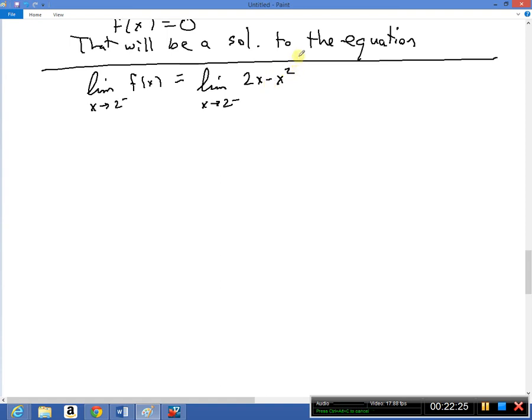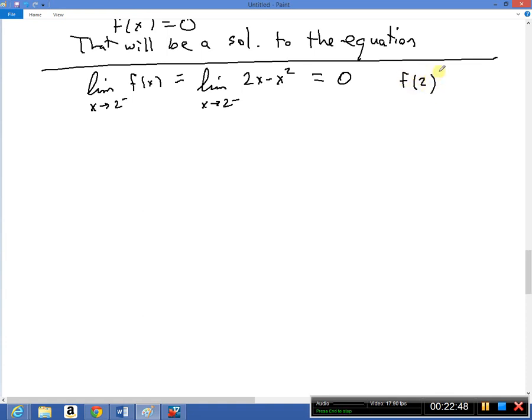And in that part of the definition, then, I can calculate the limit here. That's going to be 4 minus 4, that's 0. So the limit from the left is equal to 0. To tell whether this function is continuous from the left, I have to compare that with f of 2.